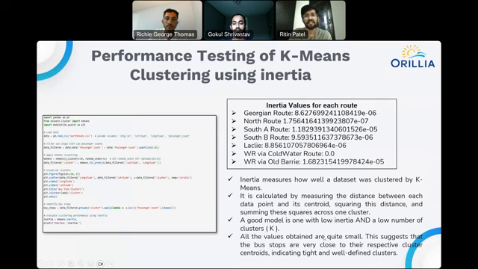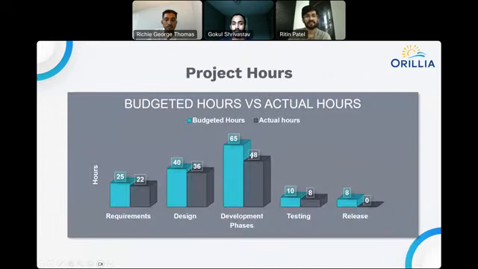So we calculated the inertia value for all the routes using this code. As you can see, for all the routes the value is very low, around 10 raised to minus 5 to 10 raised to minus 6. So we can tell that the defined center points and clusters are accurate and well defined.